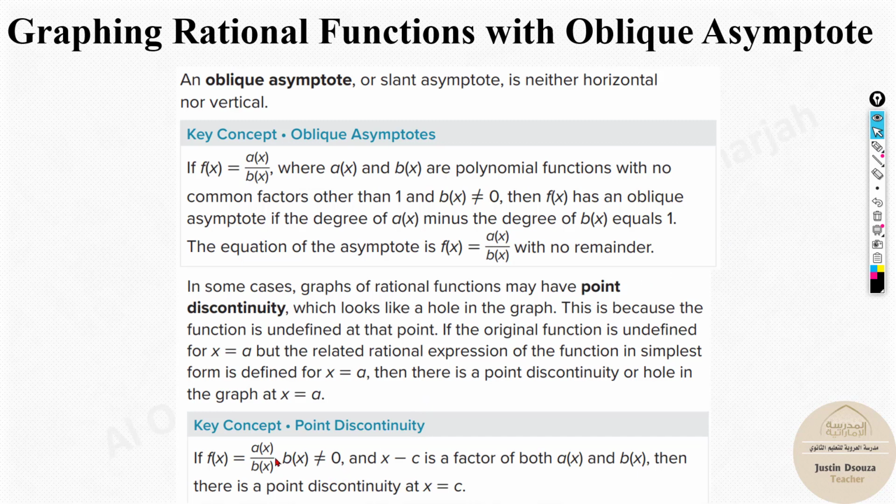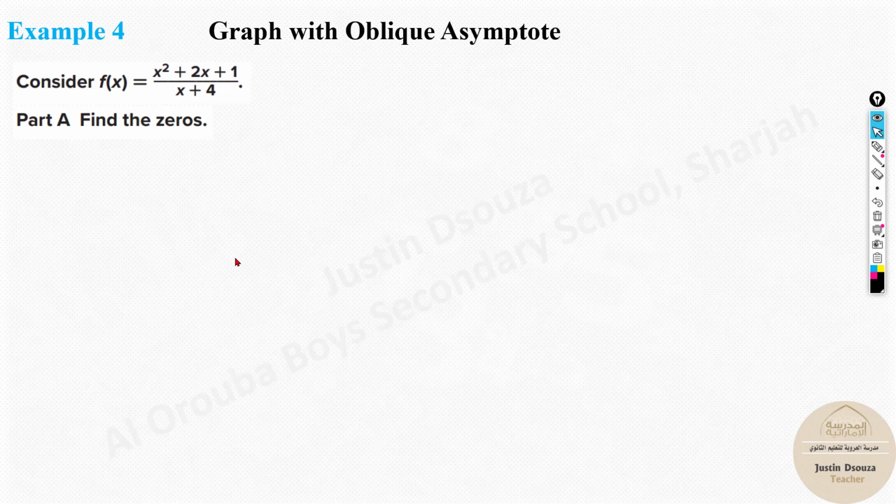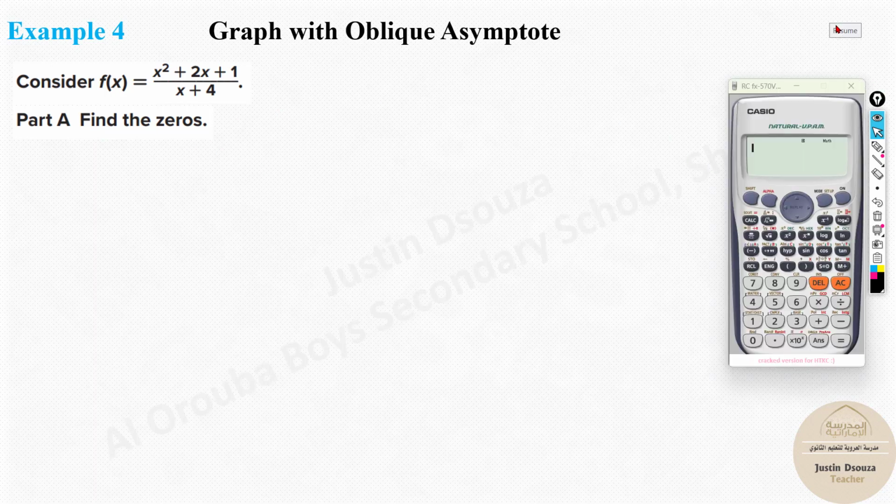So over here we can factor them out. See, it can be factored out and then we put the point discontinuity. Now let's see over here. Here you can see the numerator and denominator cannot be factored out. But anyway, the degree differs by 1. Starting is to find the zeros. Let's do it one by one now.